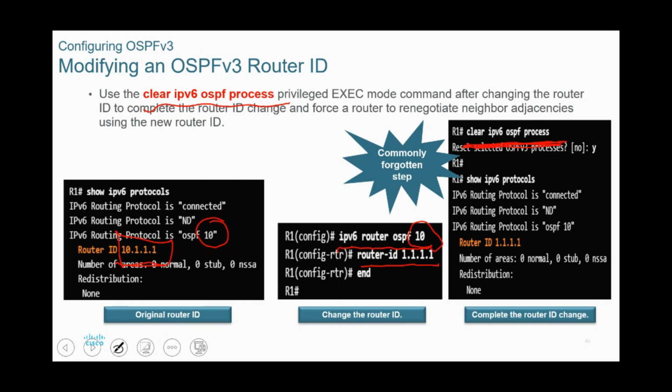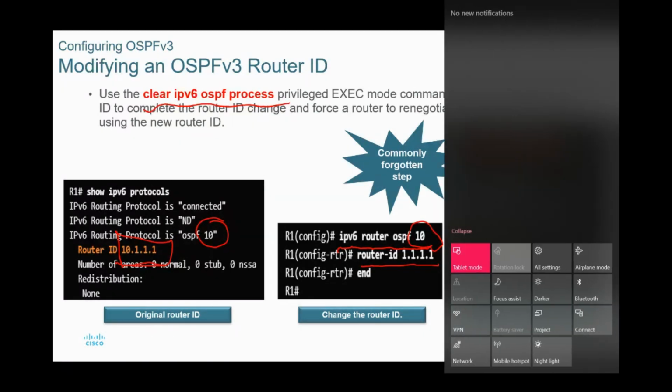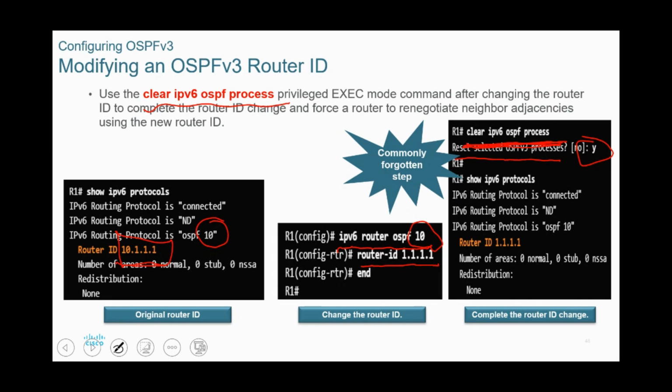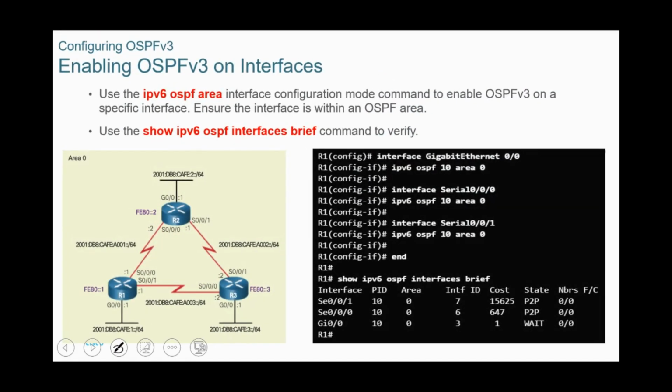Now, once you issue this command and press Enter, the router will ask you whether you want to reset the selected OSPF version 3 process. You should answer yes. So this is how you complete the router ID change.